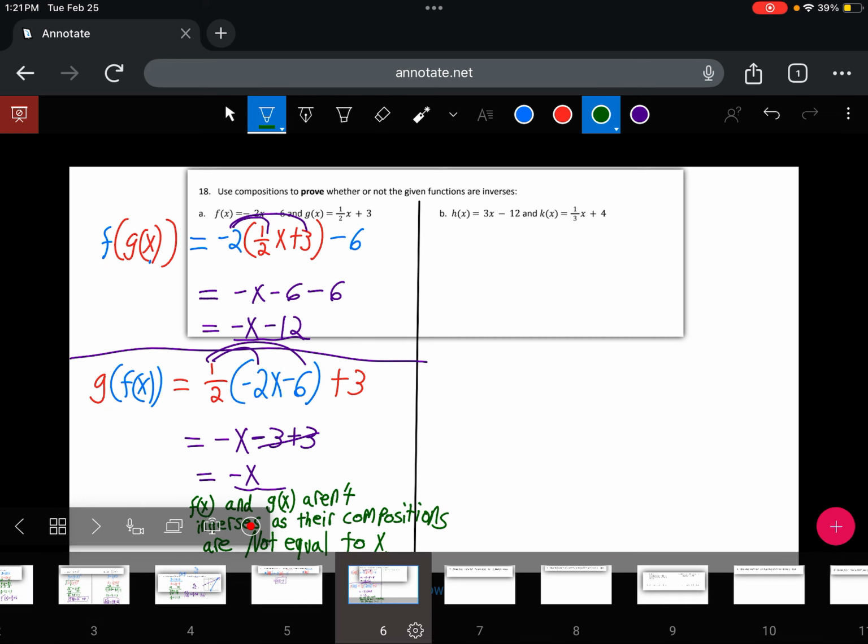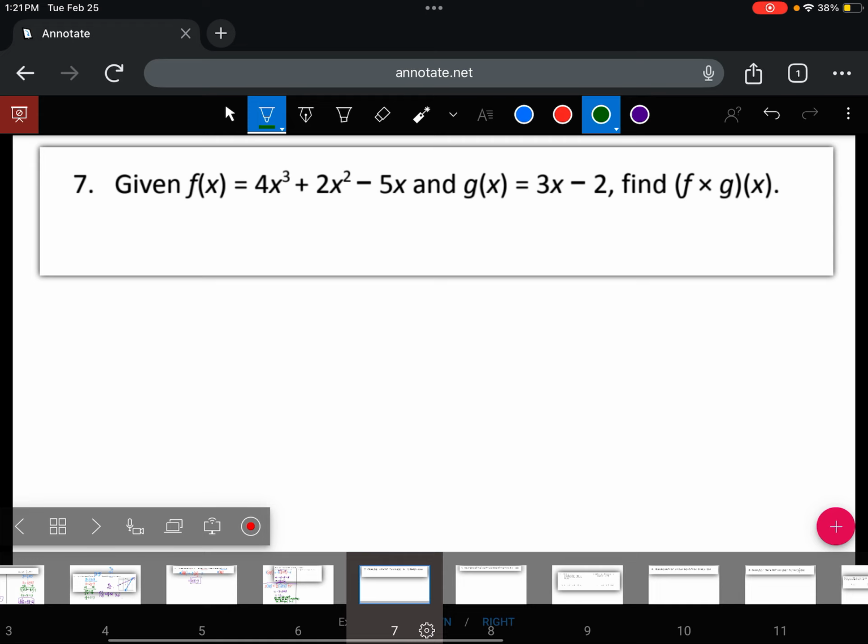But for now, let's take a look at number 7. Please pay attention to number 7. What are they asking you to do with f and g, guys?